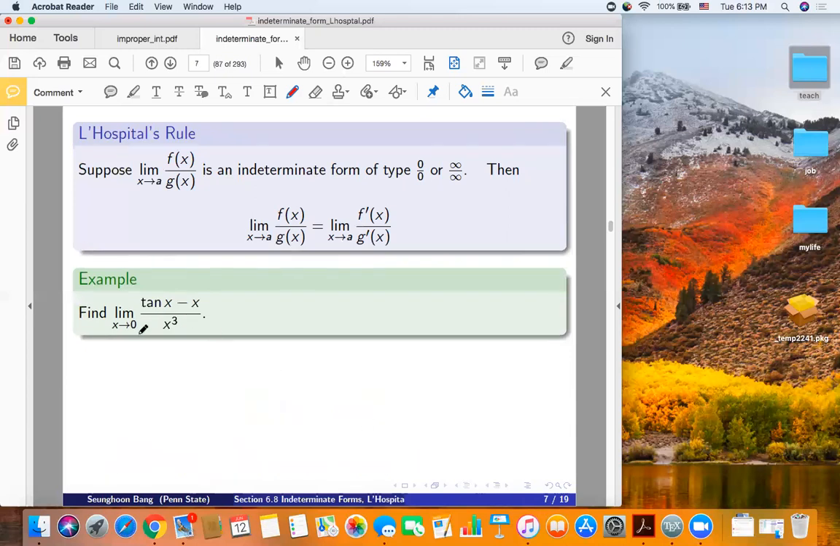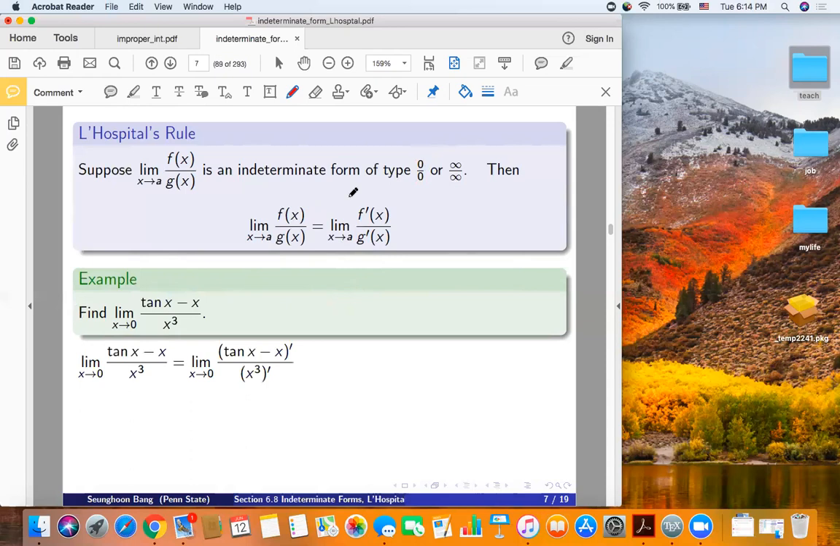Here, you plug 0 into the top one and bottom one. The top one is tangent of 0 minus 0 over 0 cubed. Tangent of 0 is 0. 0 cubed is 0. Exactly 0 over 0. We have this type. I want to use the L'Hopital rule. So like this, L'Hopital rule.